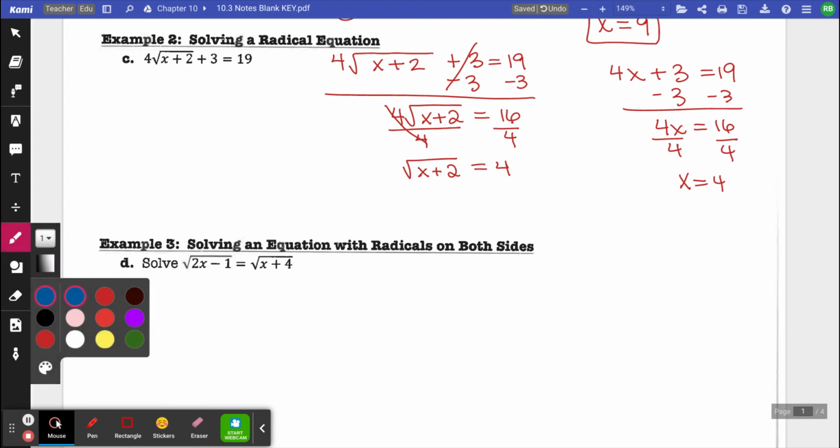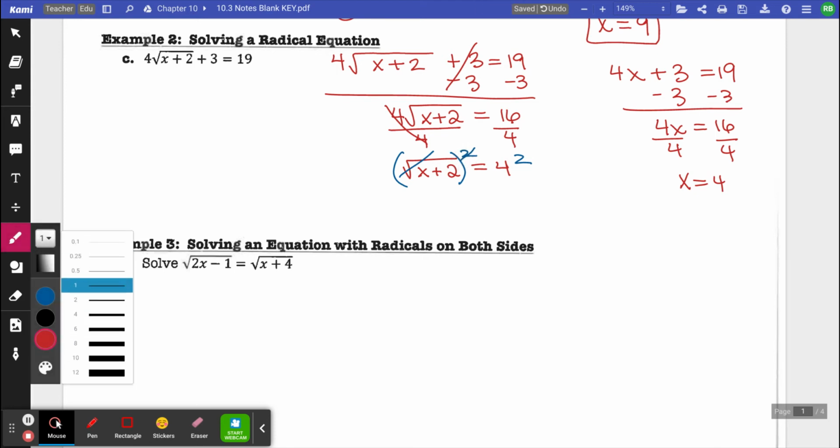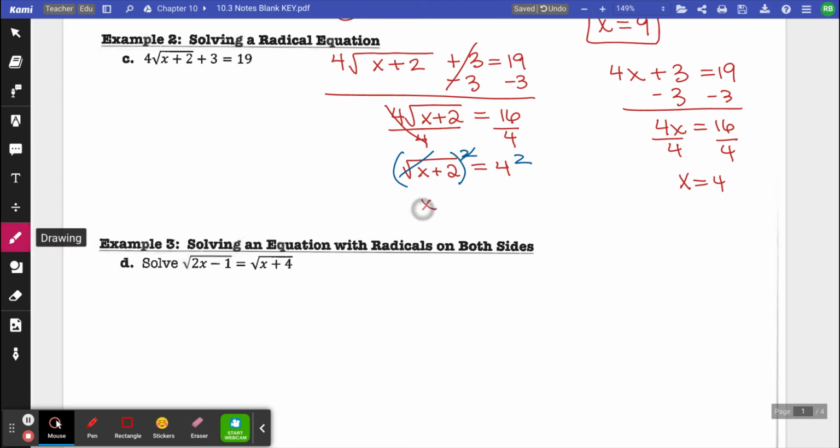All right, so now we can square it because that'll get rid of the square root, and the square and square root cancel one another. So this comes out of the radical symbol. It's no longer a radicand, it's just x plus 2. That's going to equal 4 squared, which is 16. We'll subtract 2. And so we get an answer of x is equal to 14.